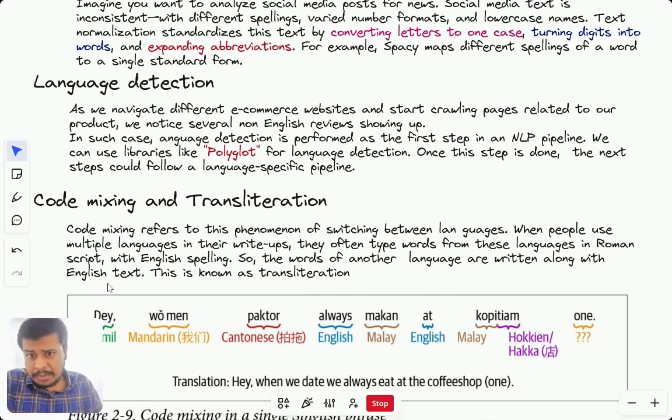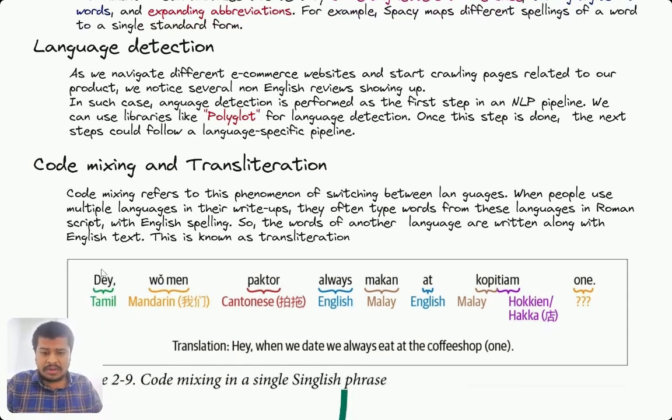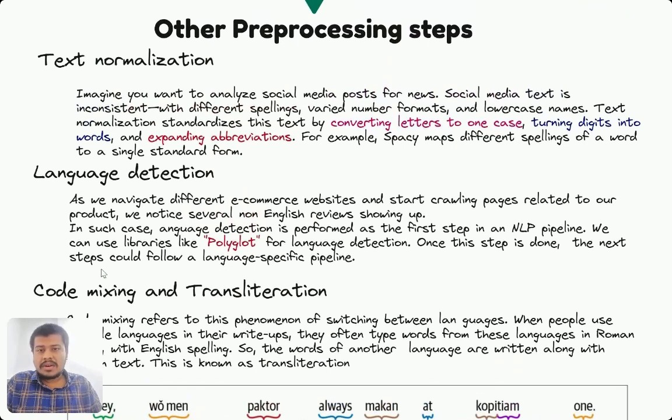So it is very much system specific. So there are a lot of varieties. There are a lot of different challenges for different requirements. Fine. So this is the whole group of steps called other pre-processing steps.